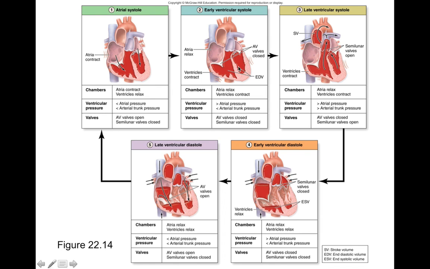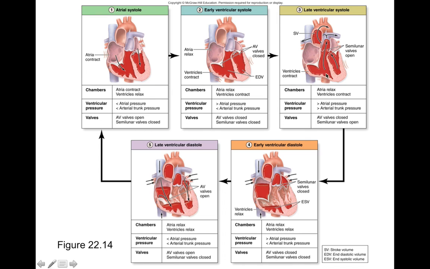Now later on, actually, I'm sorry, one more thing, you guys. All the valves are closed here. So semilunar valves are closed, AV valves are closed. What phase is this? Early ventricular systole, which correlates with? Nice. Isovolumetric contraction phase. Because all of our valves are still closed, even though the ventricles are contracting.